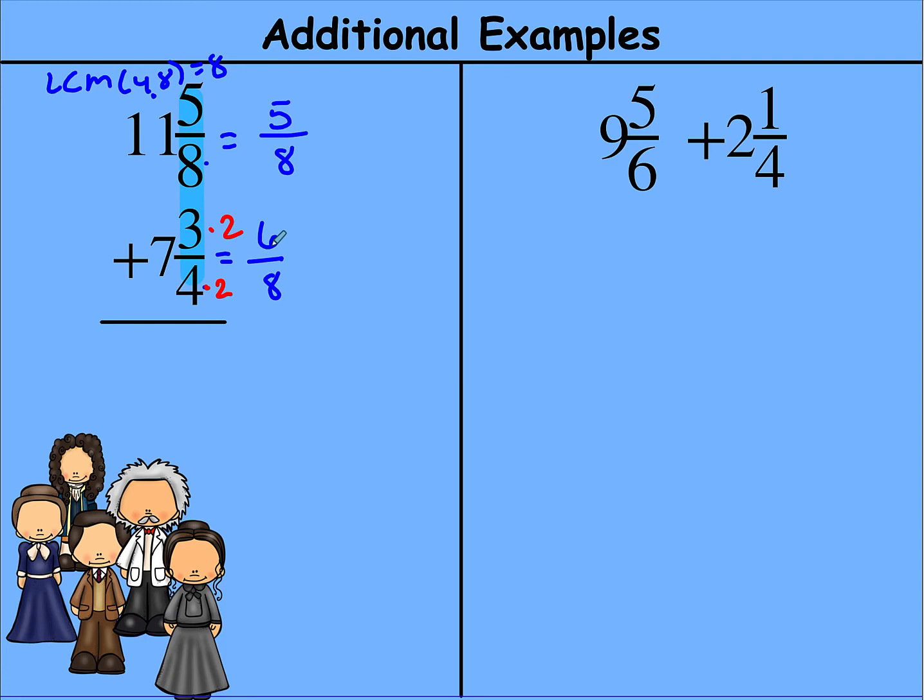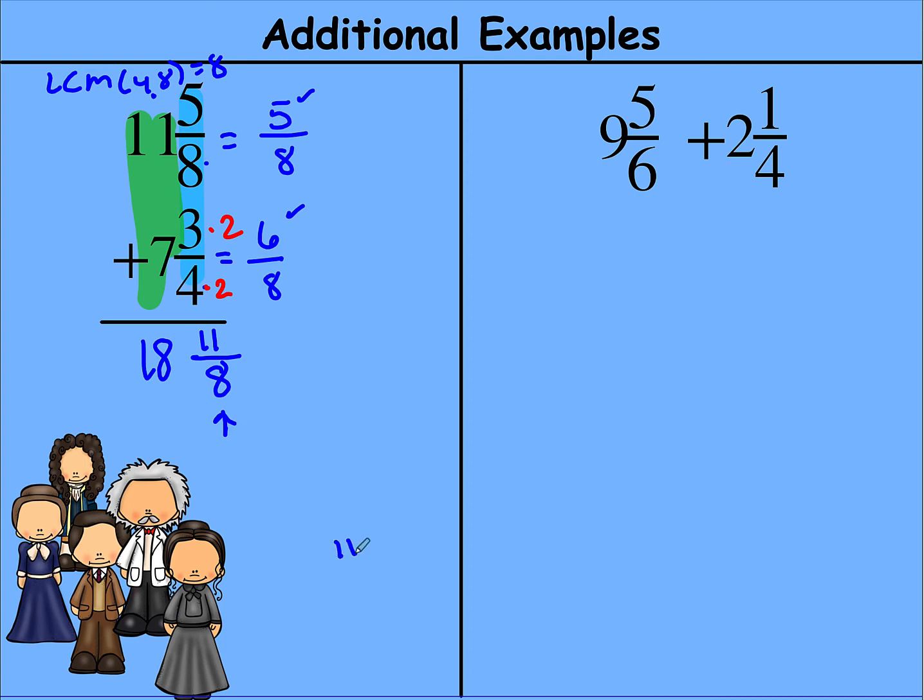So add the fractions together, keep the denominator. 5 plus 6 is 11. Now I go to my whole number part and I add the whole numbers. So I have 11 plus 7, and in this case, 11 plus 7 is going to give me 18. Now I'm ready to regroup, and I know I have to regroup because the numerator is greater than the denominator in the fractional part of the mixed number.